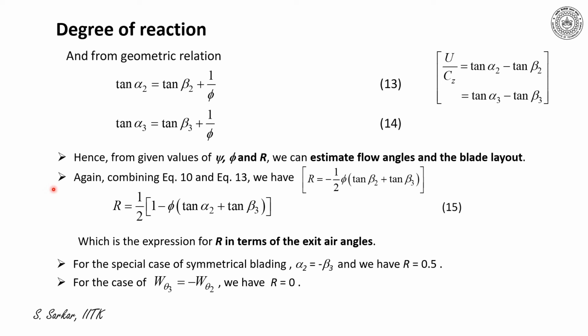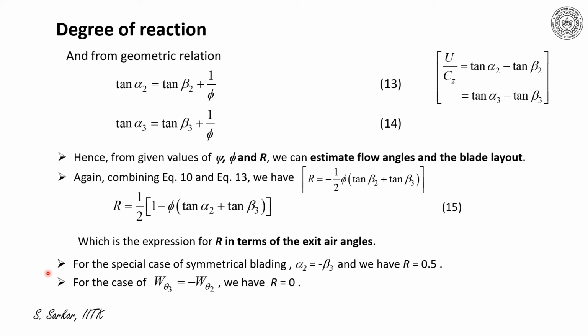Furthermore, combining equation 10 and 13, we can show that r is equal to half within the bracket 1 minus phi within bracket tan alpha 2 plus tan beta 3. Both alpha 2 and beta 3 are the exit angles. Thus, r here has been expressed in terms of exit flow angles.